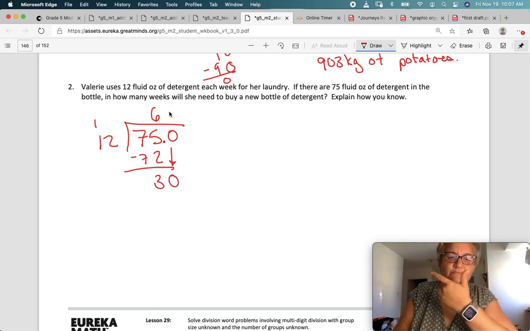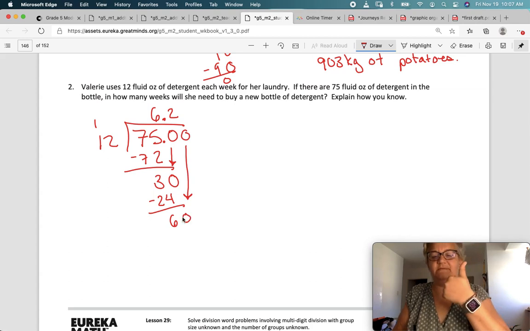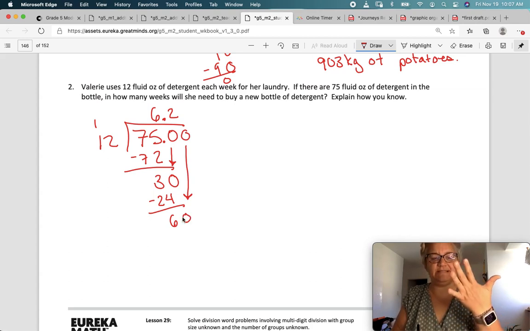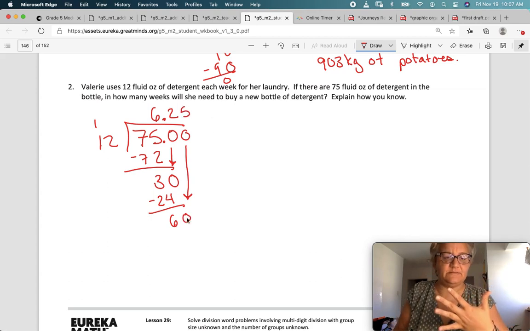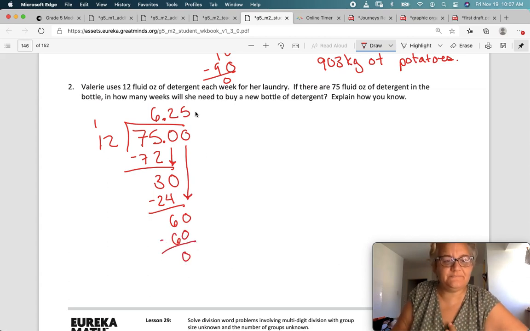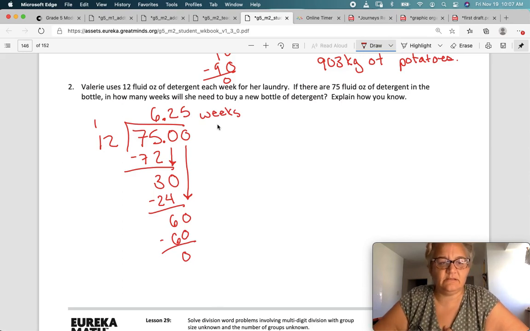Okay, 2. It's 24. And then I've got 6, and I'm going to add one more 0. And 12, 24, 36, 48, 60 is 5 times. Okay. Now I've got 6.25 weeks. Well, we're not going to split weeks up into 0.25, right?